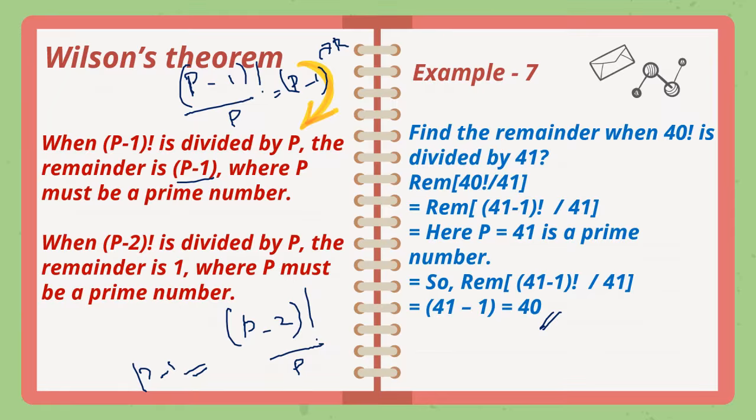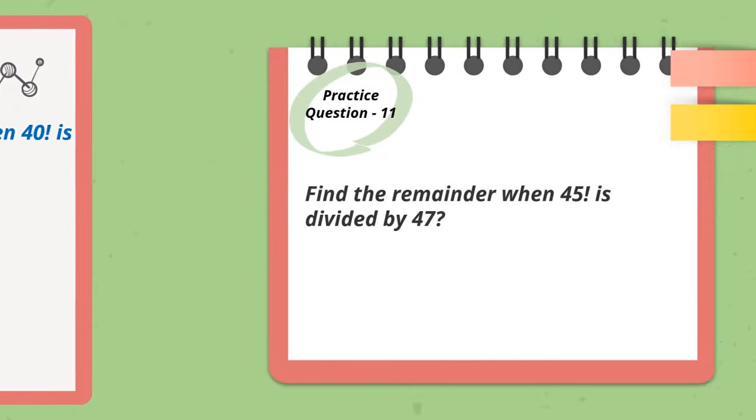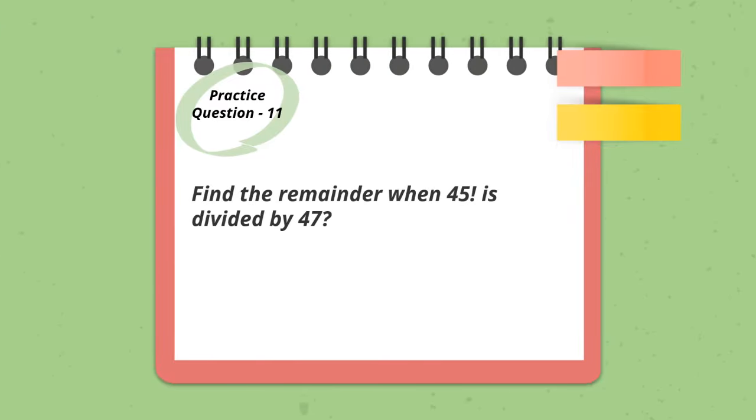So let's move to the next question. Again, the same thing, like 45 factorial. See here, 45 factorial divided by 47. So I can write this as 47 minus 2 factorial divided by 47. So p minus 2 factorial divided by p will leave remainder 1. So that is also a part of your Wilson theorem. So the correct answer is just 1. The remainder is 1.